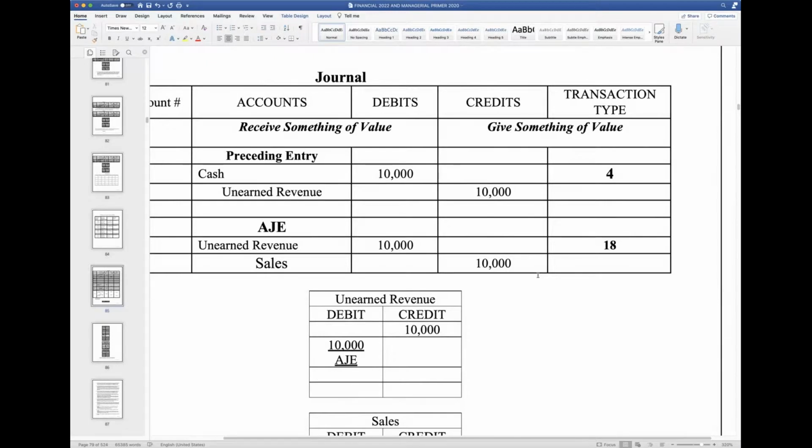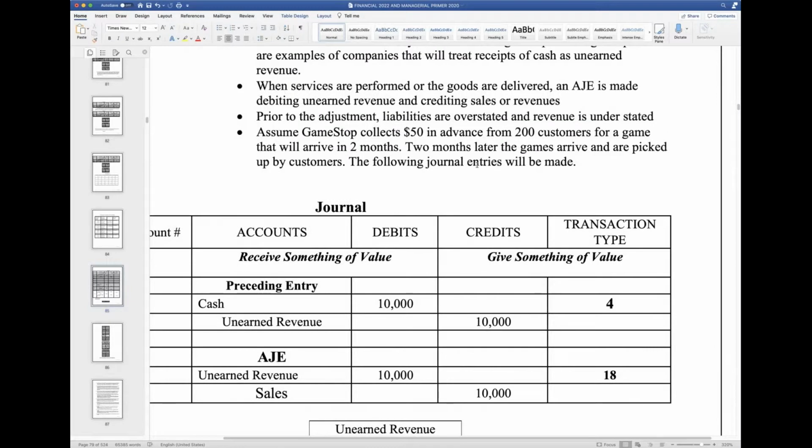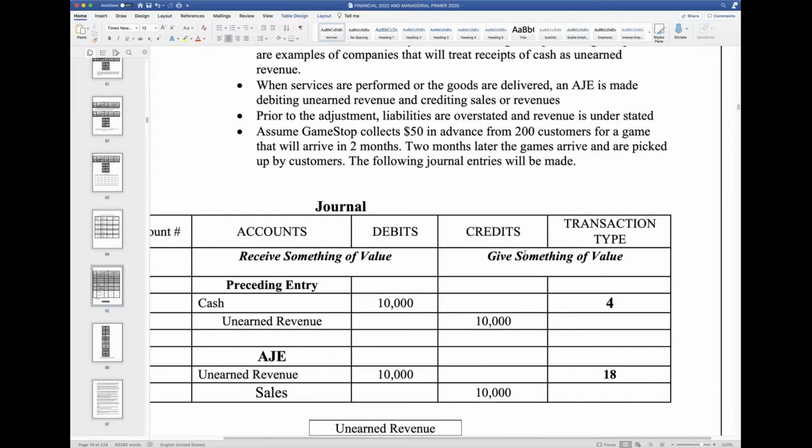That's not a hard one, okay? Not a lot of thought. You get the cash, you make this entry. When you deliver the goods, you make this entry. So do not make this a hard AJE. It's not. Just 2 entries, not a lot. And you have to be told information on collections. If 90% of the people came in and collected, because everybody doesn't collect, then they debit unearned revenue for 9,000 and credit sales for 9,000.